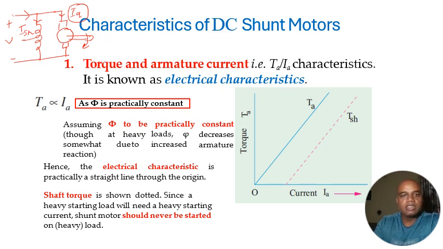We know that the torque is proportional to flux times IA, and the flux depends on ISH here, because this is the field winding, and ISH remains constant irrespective of the load. Therefore the torque is proportional to IA only. If I draw the characteristics, I get a straight line, torque versus the armature current. However, this is the torque generated by the motor, and the torque available at the shaft will be slightly less due to the friction and windage losses. So this is the electrical characteristics of the DC shunt motor.